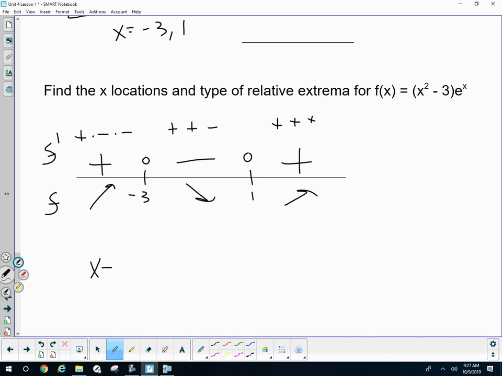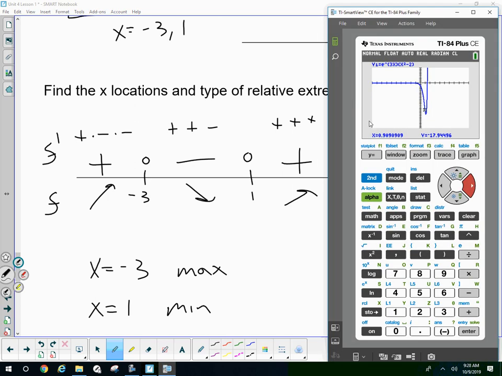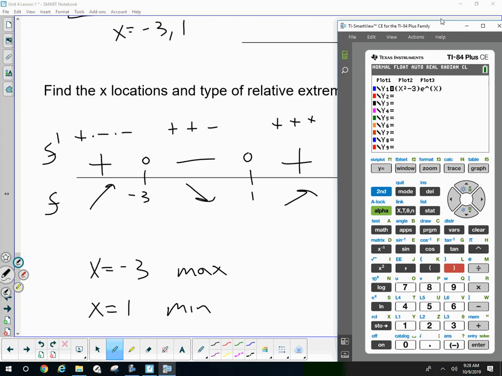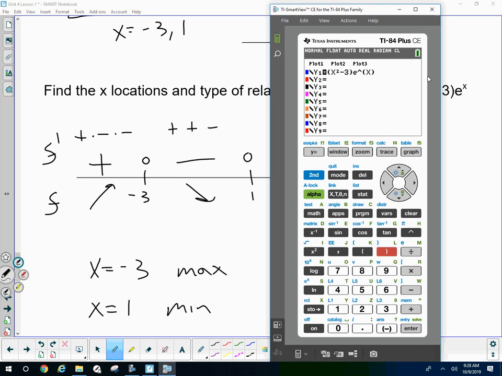x equals negative 3 must be the location of a max. x equals 1 is the location of a min. To confirm our analysis, even though we have no idea what the function x squared minus 3 times e to the x looks like, I know because of my work, I'm going to have a max at negative 3, a min at 1.